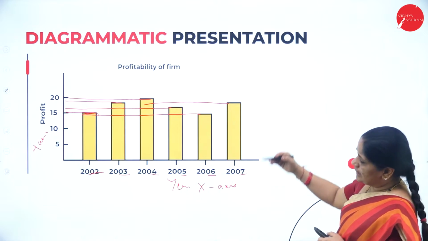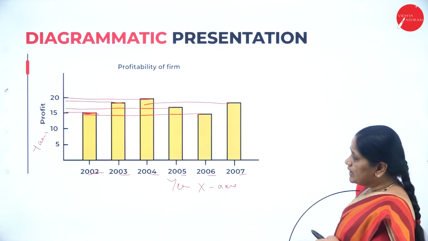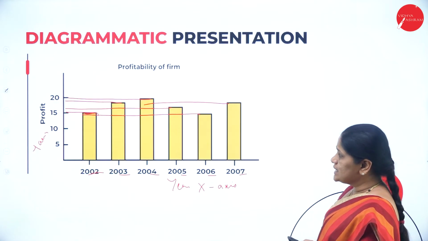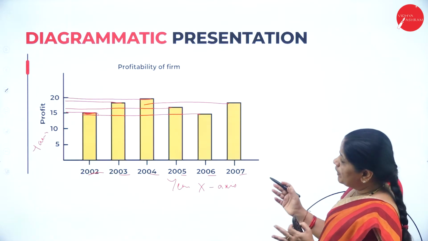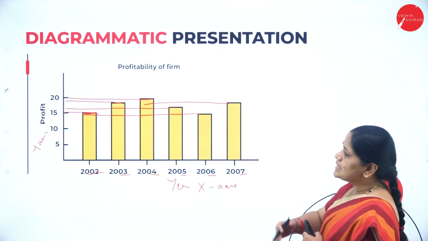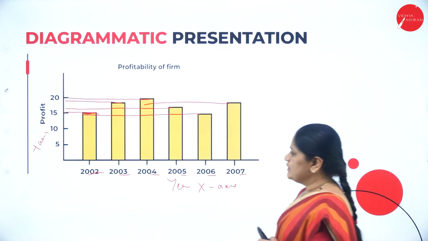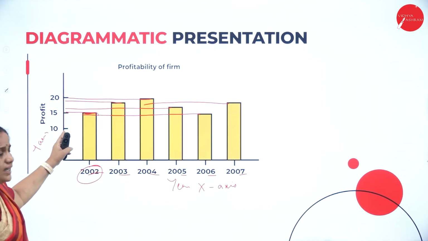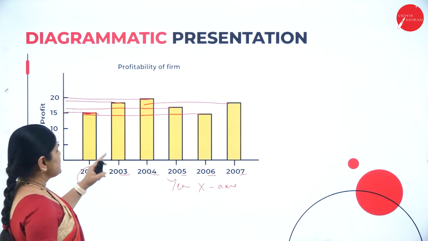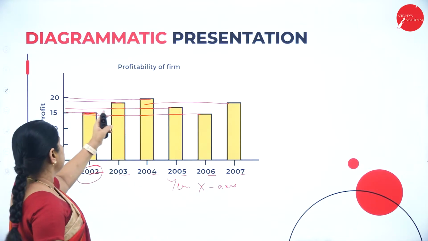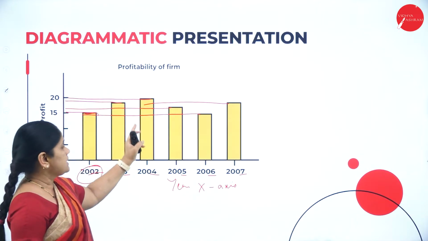So when we read this diagram, we will be able to assess what the profits of the various years are, and with the help of the picture, we will be able to understand whether the profits are rising and falling. So if you can see here, in 2002, the profits were only 15,000, whereas in 2003, there is a slight rise in the profits, up to 18,000.